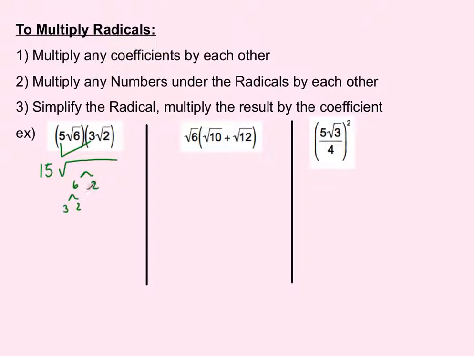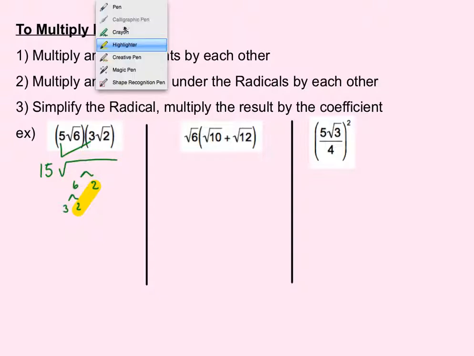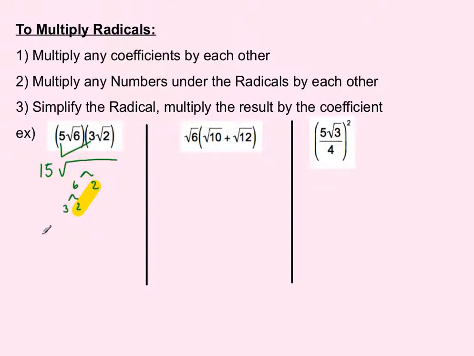Then I have my factor tree all set. I'm going to highlight any pairs. This is a square root, so I have a pair of 2's. That's nice. So I have 15 on the outside, and my radical simplifies into 2 square root of 3. Multiply any numbers out in front. Final answer, 30 square root of 3.